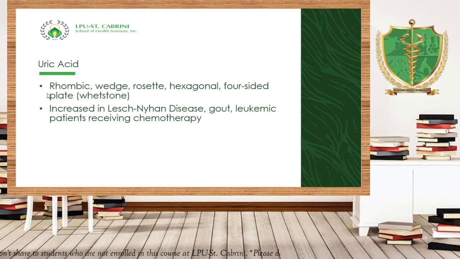Next in the line is we have here a uric acid which is rhombic, wedge, rosette, hexagon, and a four-sided plate. And sometimes uric acid is called as the whetstone. Please take note of this: uric acid, whetstone, rhombic, rosette, wedge, and hexagonal four-sided plate. Okay? Uric acid is increased in cases of Lesch-Nyhan disease, also known as the diaper's disease, gout, and leukemic patients receiving chemotherapy. Okay?